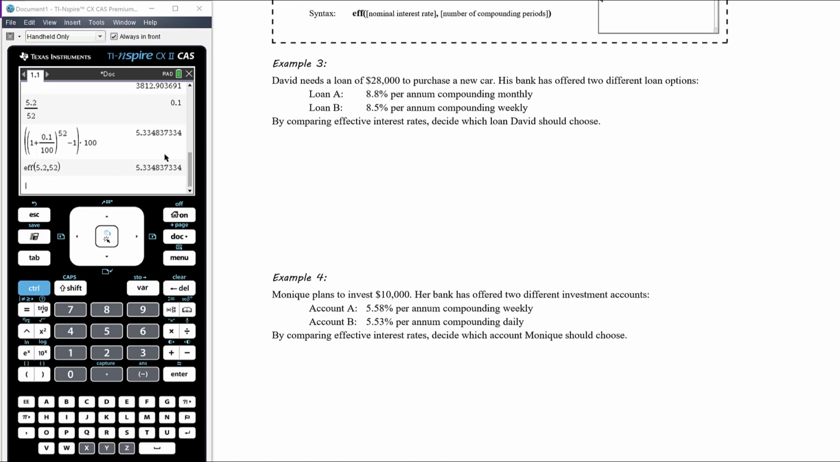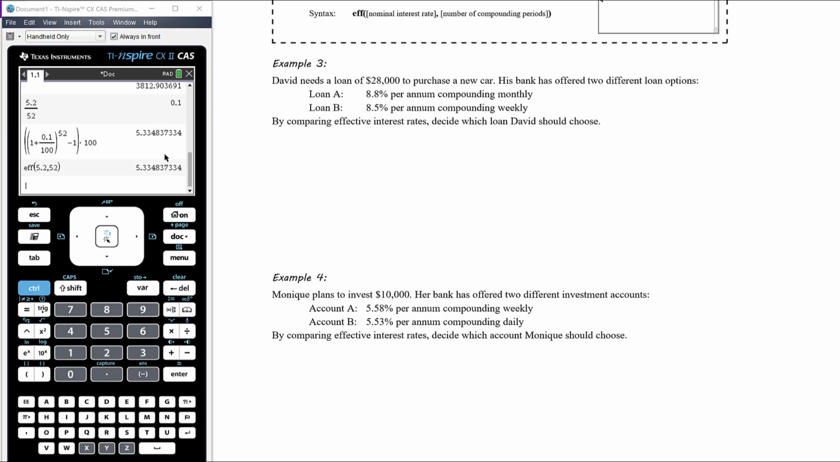Okay, so let's then have a look at 2 further examples. David needs a loan of $28,000 to purchase a new car. His bank has offered 2 different loan options, Loan A 8.8% per annum compounding monthly, and Loan B 8.5% per annum compounded weekly. By comparing effective interest rates, decide which loan David should choose. So when we looked at this sort of situation earlier, we actually calculated how much he would owe after 5 years and made a decision from that.